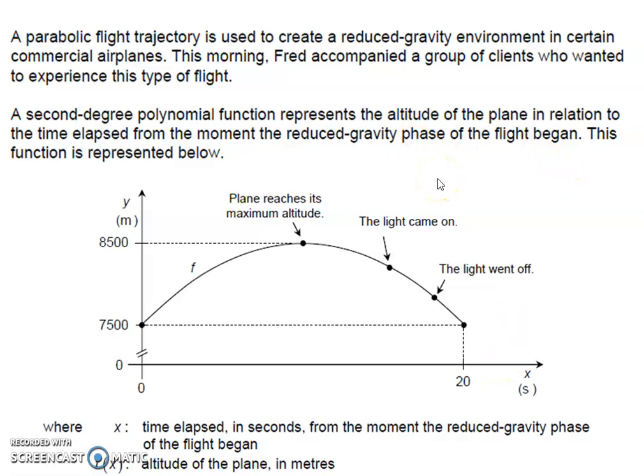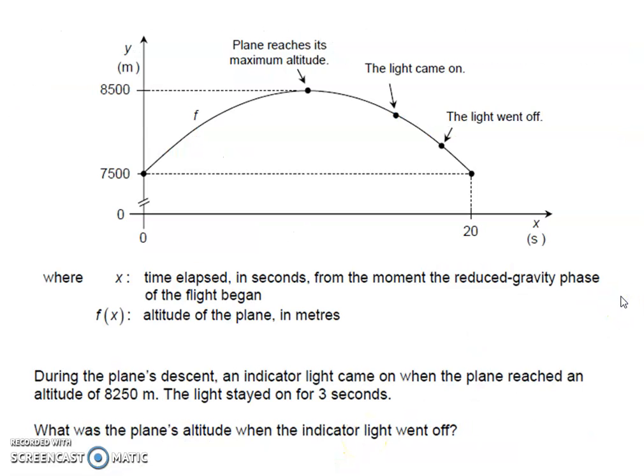The function is represented below. You'll also see that in most exam problems, they'll tell you something like this, that x represents the time in seconds, and that f of x, or the y, represents whatever it is, in this case, the altitude of the plane. The actual question is, during the plane's descent, an indicator light came on when the plane reached an altitude of this height. The light stayed on for 3 seconds. What was the plane's altitude when the light went off?